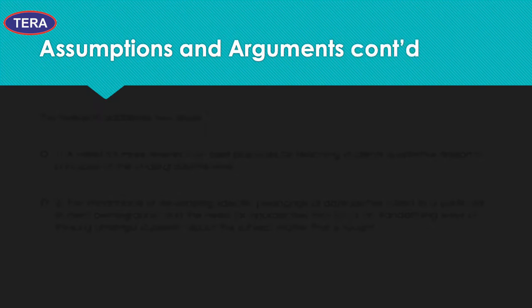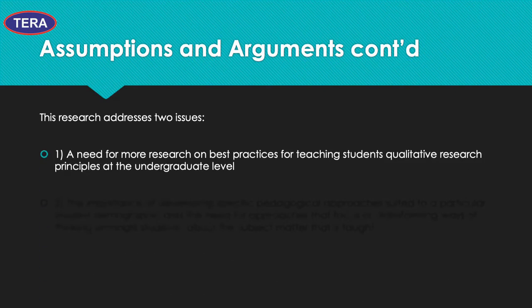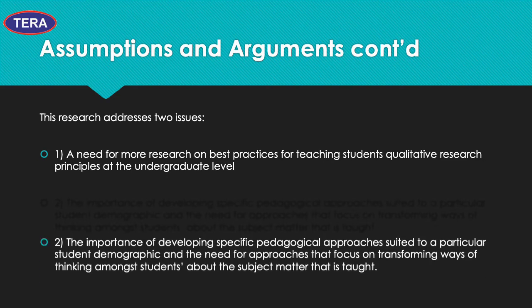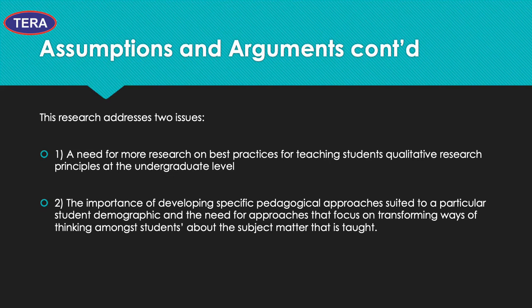So the research addresses two issues. One, there is a need for more research on best practices for teaching qualitative research principles to students at the undergraduate level. And two, the research addresses the importance of developing specific pedagogical approaches suited to a particular student demographic and approaches that focus on transforming ways of thinking amongst students on a particular subject matter.